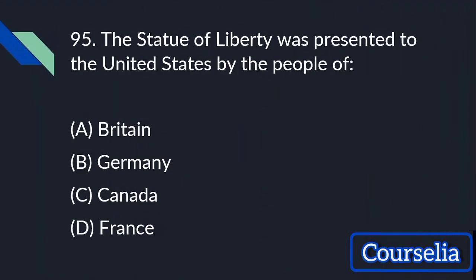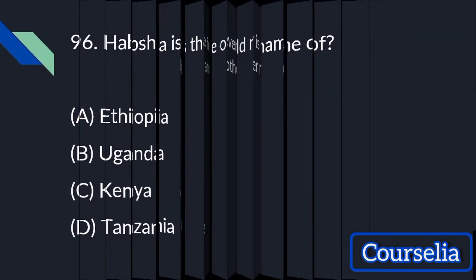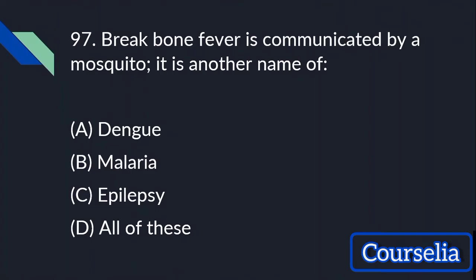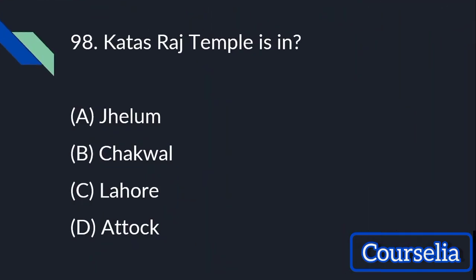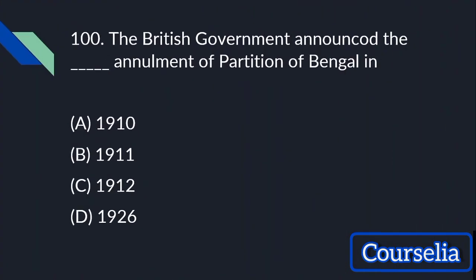Next question. The Statue of Liberty was presented to United States by the people of France. Habsha is the old name of Ethiopia. Breakbone fever is communicated by a mosquito. It is another name of dengue. Katas Raj Temple is in Chakwal. Amnesia is related to sleeping sickness, loss of sight, loss of hearing, loss of memory. Answer is loss of memory. Last question. The British government announced the annulment of partition of Bengal in 1911.